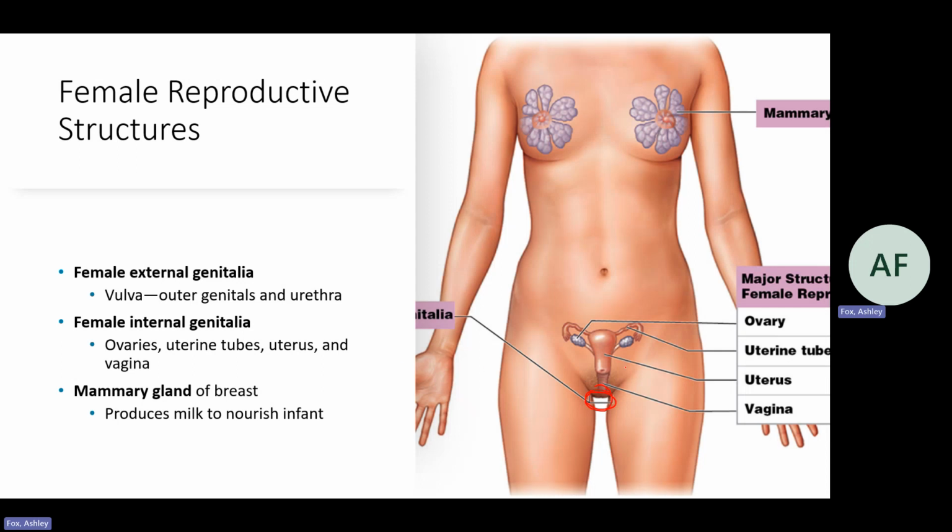Internal genitalia is going to be the uterus, the ovaries, and the uterine tubes, which you will also hear called fallopian tubes, so same thing. Also the vagina, so everything that's on the inside that can't be seen externally from just looking at a female. The last thing that we don't necessarily think about all the time for reproductive structures is the mammary glands. That's for milk production, so for an infant we can supply milk to feed them and give them nutrition.